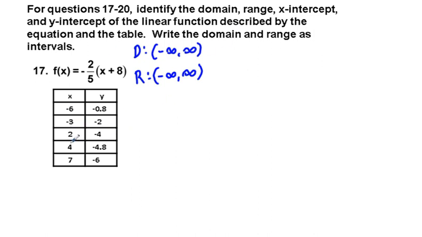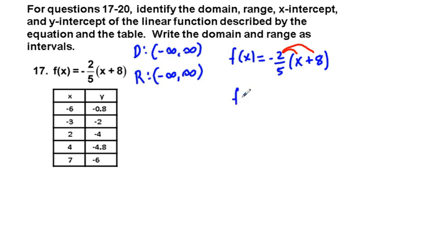Domain range. We do not see anything here that would give us an x-intercept and y-intercept based on the table alone. So what I want to do is take this, I'm going to put f of x over here to the right, equals negative 2/5 quantity x plus 8. And with that, we're going to distribute this negative 2/5 to the items inside parentheses.